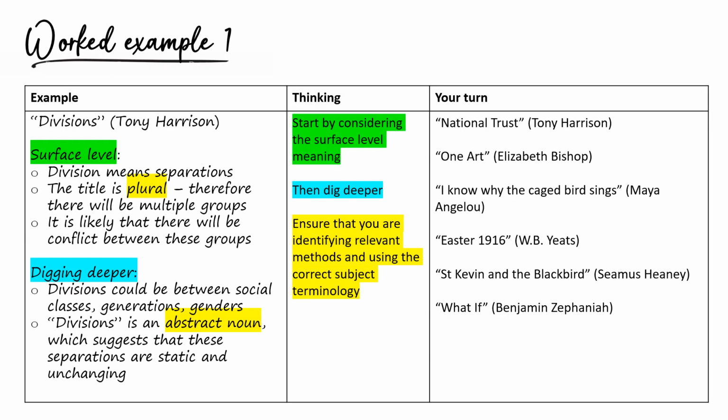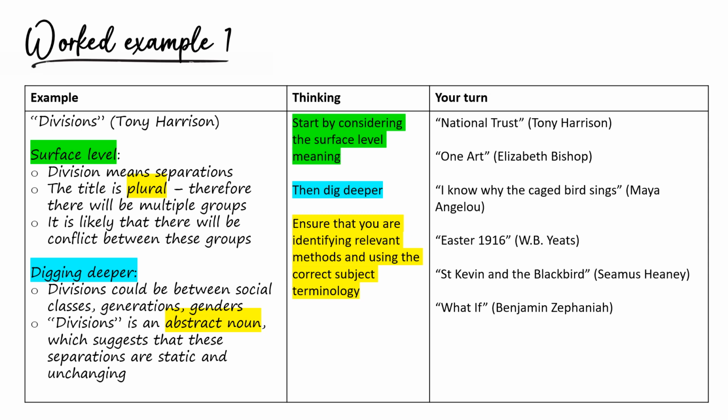So looking at a couple of examples then, here we're going to start looking at titles of poems. Don't worry too much if you haven't read the poems, because, well, I'll explain that in a minute. So the first title we're going to look at is Divisions, which is a poem by Tony Harrison.